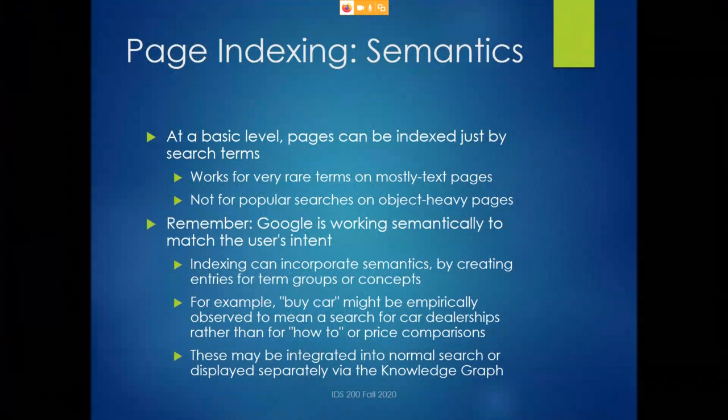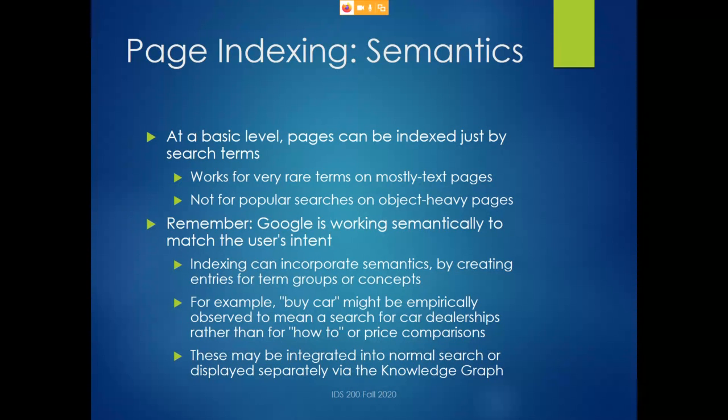So, next step is semantics. If we accept the possibility that pages are not going to always match the terms exactly, but they're still going to mean the same thing. If you're doing this in a basic naive way, like Google used to do it in the 90s, pages can be indexed just by search terms. And this works reasonably well for very rare terms on mostly text pages. If the pages are all just text and the words are pretty distinctive, there's not a lot of alternate meanings for them, and they're not used very often, so they don't appear on that many pages, that's fine. However, for popular searches with ambiguous terms on object-heavy pages, it gets a lot trickier.